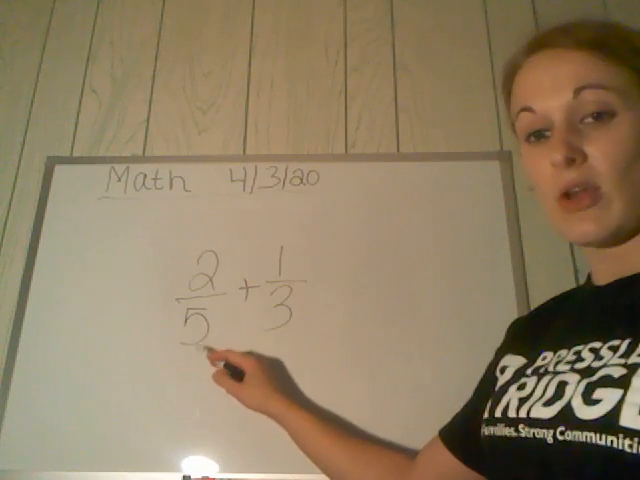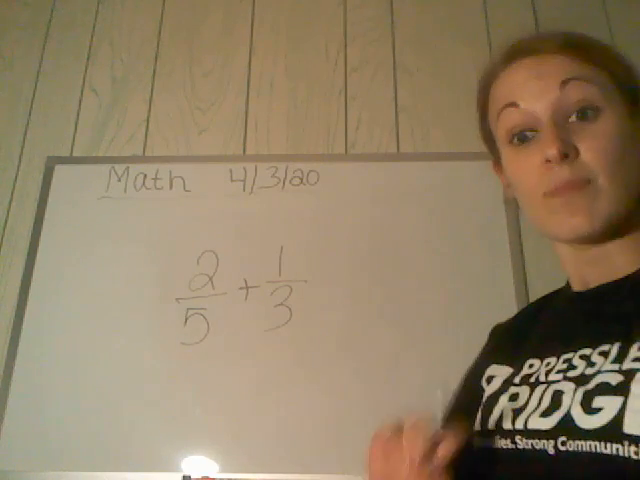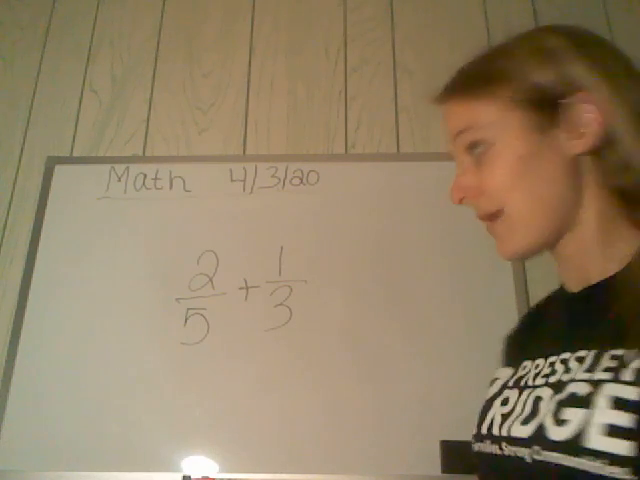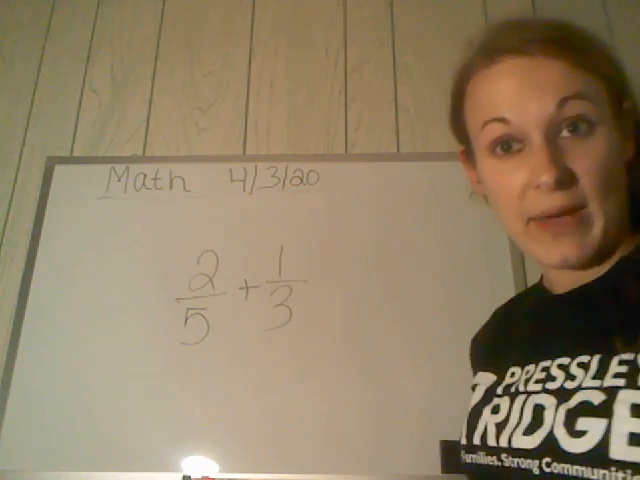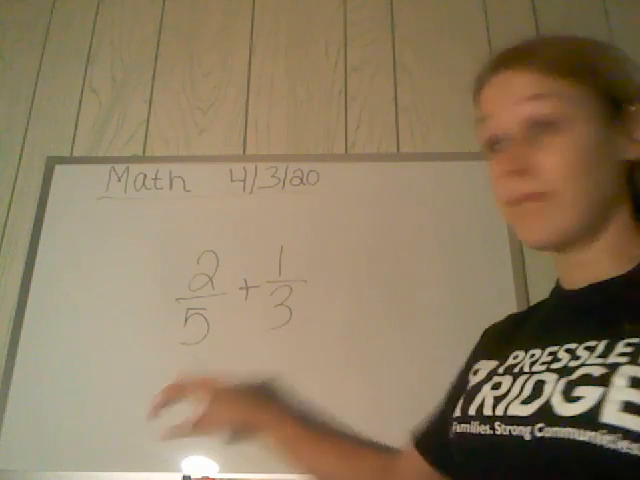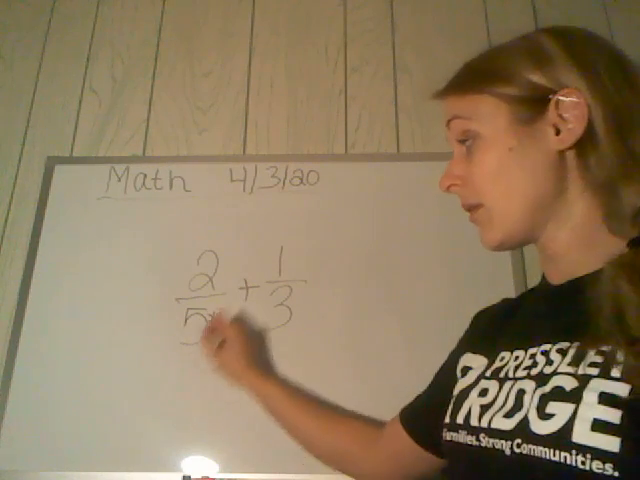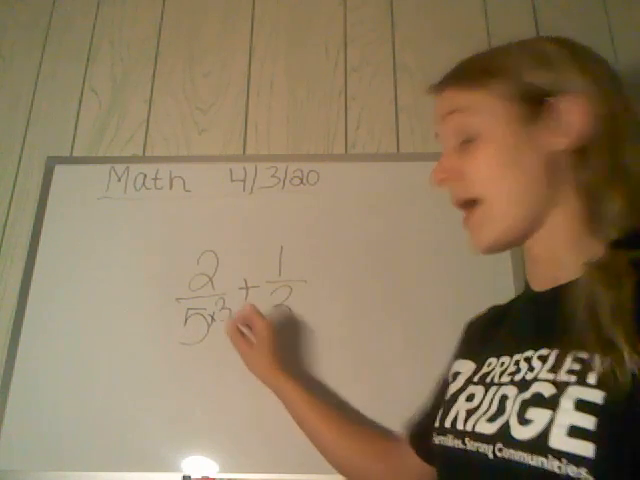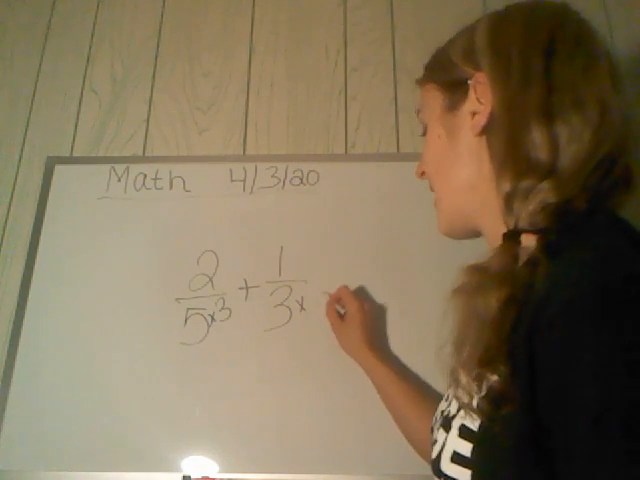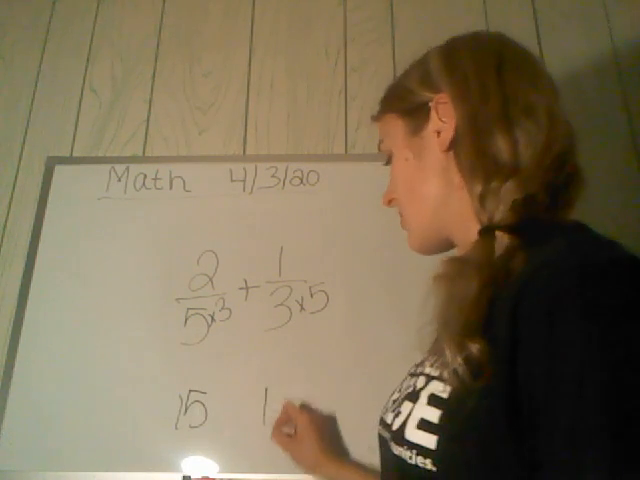So 5 is not divisible by 3. Let's bump it up one. Let's go to 10. Is 10 divisible by 3? Nope. You're going to get a decimal if you try that. Is 15 divisible by 3? Yes, it is. 15 can go into 3, and 15 can go into 5. How many times can 15 go into 5? 3 times. And how many times can 3 go into 15? 5 times. So we have the common denominators on the bottom.